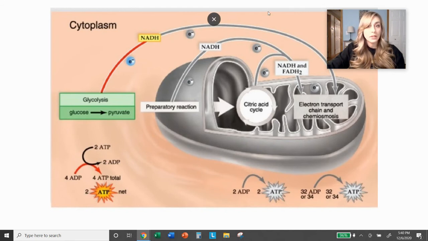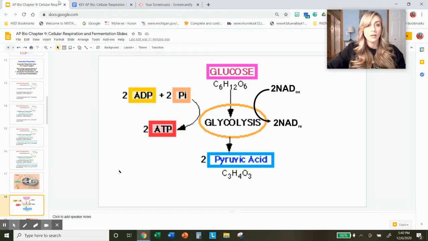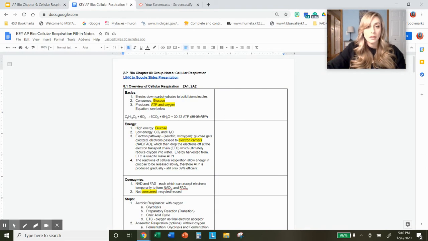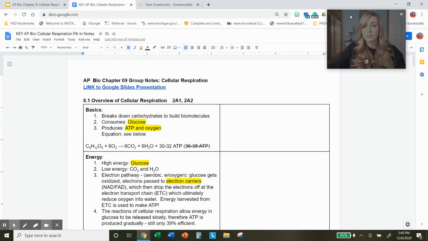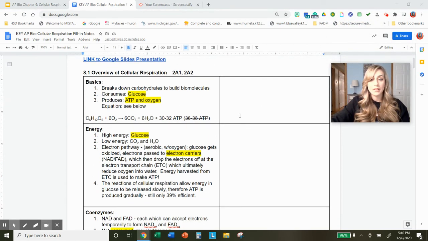So what I want to do really quickly, let's pause here and we'll go to our fill-ins. Okay, let me get out of this. So let's go here. I'll zoom in just a tiny bit and kind of read these out to you guys. All right, so under basics, okay.